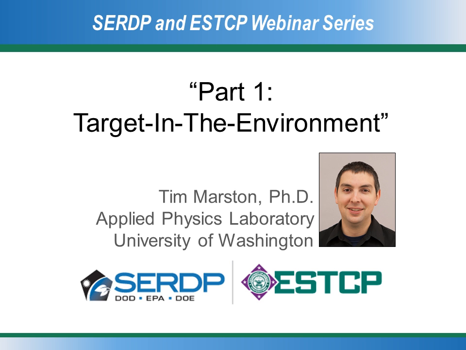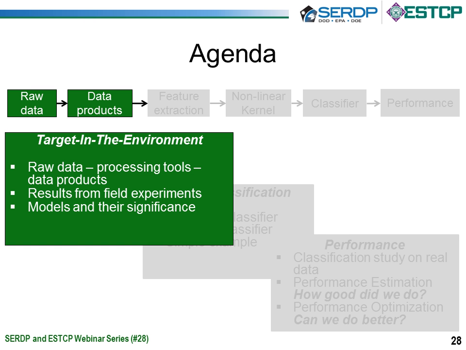Great. Thanks, Aubrey. As she mentioned, my name is Tim Marston. I also work here at the Applied Physics Laboratory, University of Washington. And I'm going to basically give background information on how we take the raw acoustic information and we extract useful data products for classification. And I'm going to talk a little bit about what those data products are. I'm going to cover some results from recent field experiments, and in parallel, I'm going to show how we're also numerically modeling these results to gain insights both into the physics and also develop data sets that we can use to augment training methods to improve performance of classifiers.